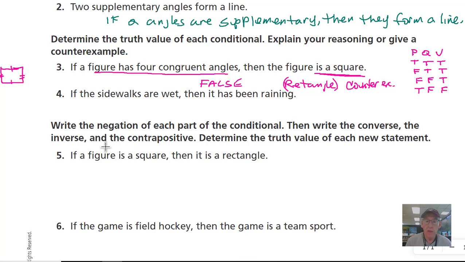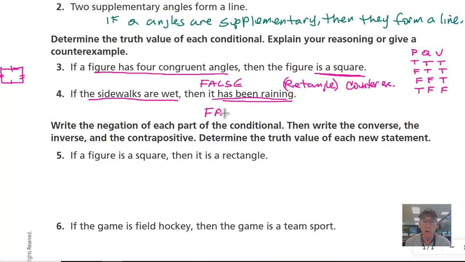If the sidewalks are wet, then it has been raining. Okay, so hypothesis, sidewalks wet, then it has been raining. So assume the sidewalks are wet. Is there another case that could cause the sidewalks to be wet other than it raining? Well, maybe there was really heavy fog last night and there's dew on the ground, so it left the streets wet. Maybe somebody had their sprinklers on, so the sidewalk is wet. Maybe somebody was walking their dog and the dog peed on the sidewalk. The sidewalk would be wet. Those could all be counterexamples. So this is also a false statement.